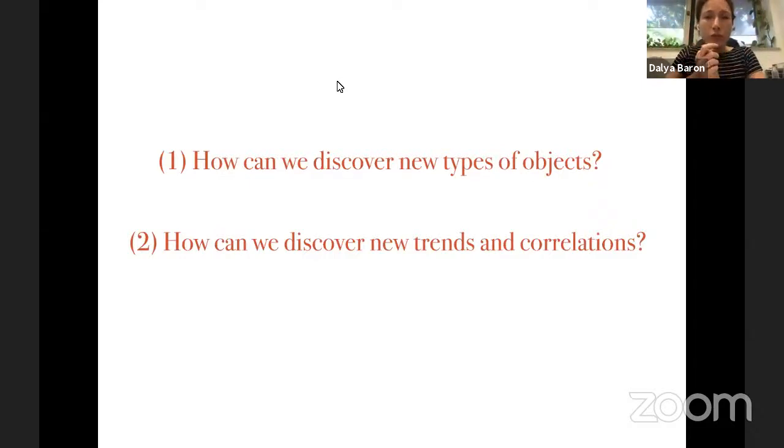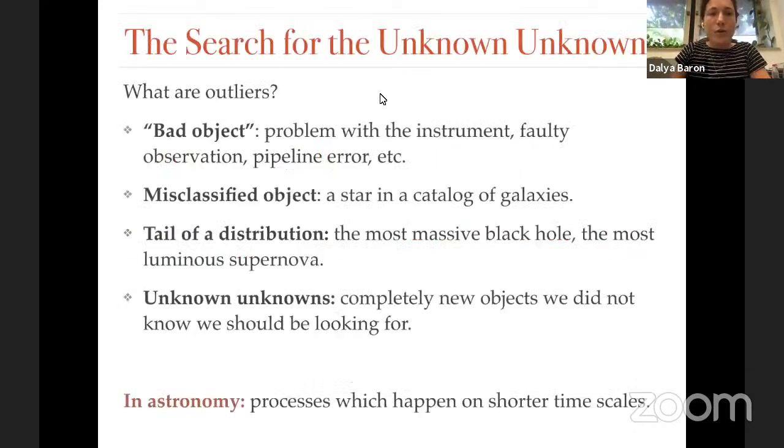Given this data revolution, and given that we can no longer inspect the data by eye, how can we discover new types of objects? How can we discover new phenomena in our datasets? The second question I want to ask: given the complexity of our dataset, how can we discover new trends and correlations in the dataset? So the first thing I'm going to discuss is the search for the unknown unknowns.